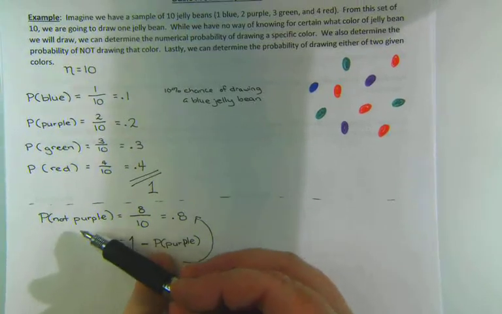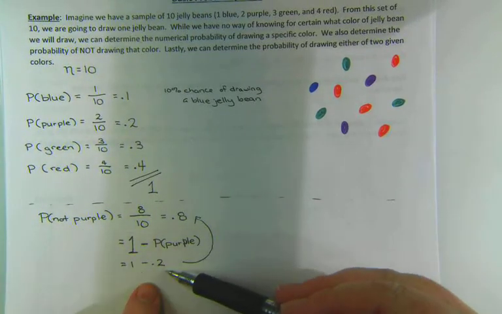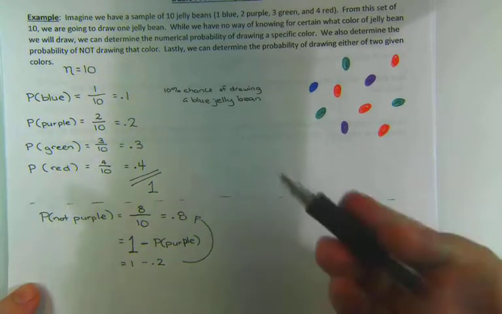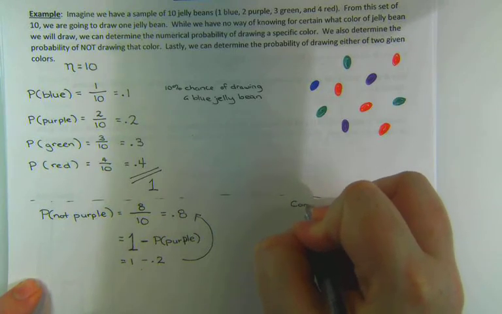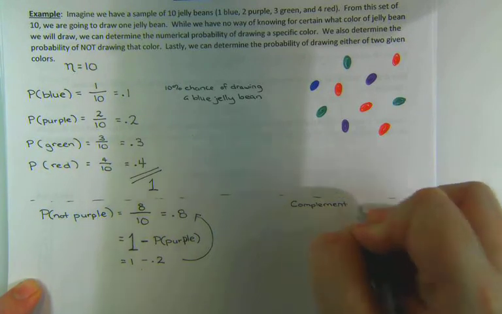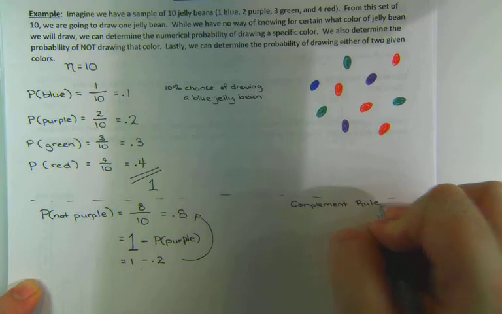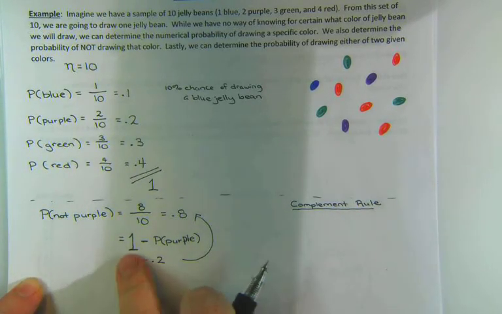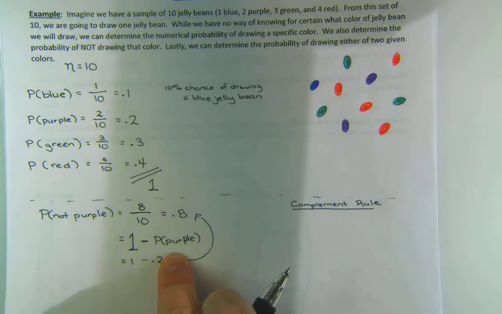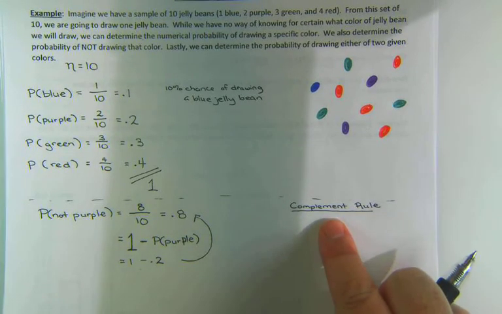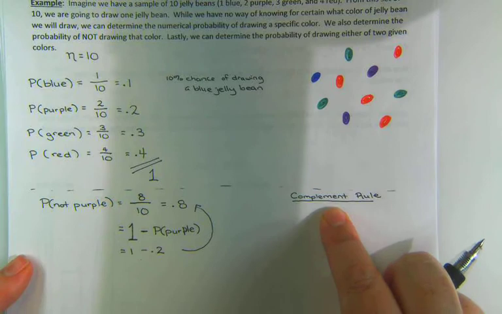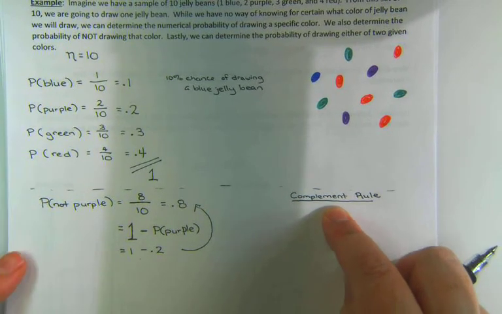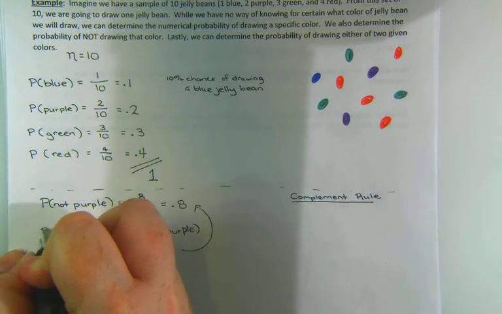But this formula, this idea of taking 1, or 100%, our whole sample space, and just excluding what we don't want, is going to be a better calculation. So this right here is the complement rule. It says if you want the probability of not some event, take 1 minus the probability of that event.